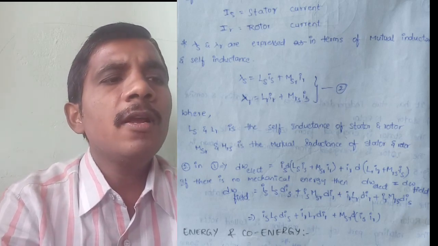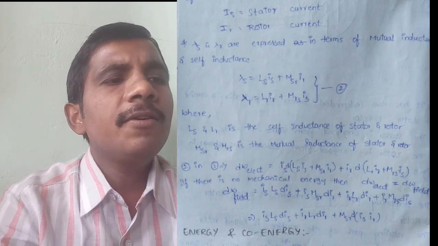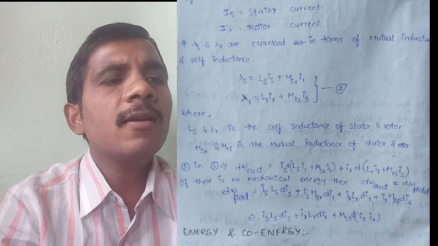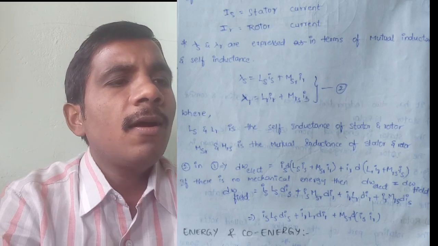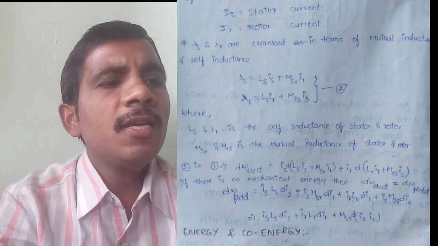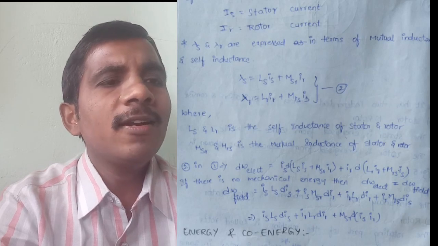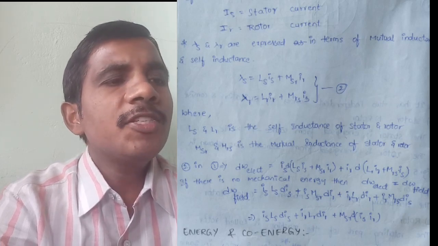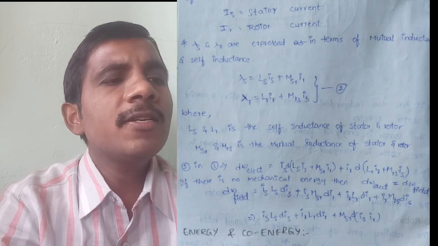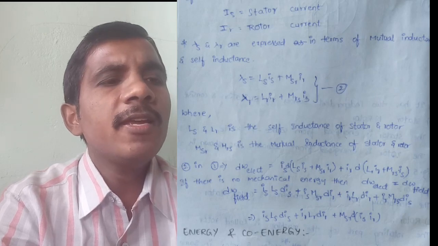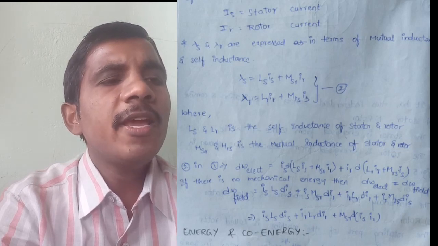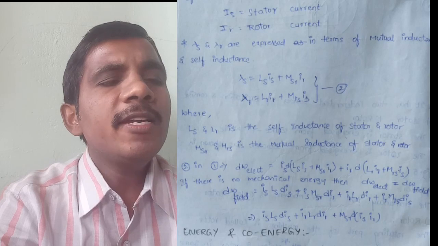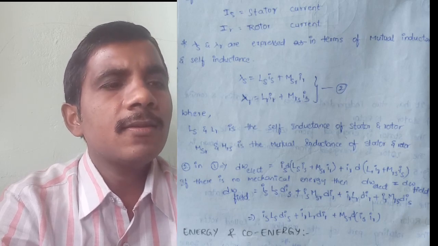Substituting equation 2 in 1, dW electrical equal to IS d(LS IS plus MSR IR) plus IR d(LR IR plus MRS IS). Thus, if there is no mechanical energy, then dW electrical equal to dW field, as we already discussed in singly excited system. The change in field energy is given by IS LS dIS plus IS MSR dIR plus IR LR dIR plus IR MRS dIS.